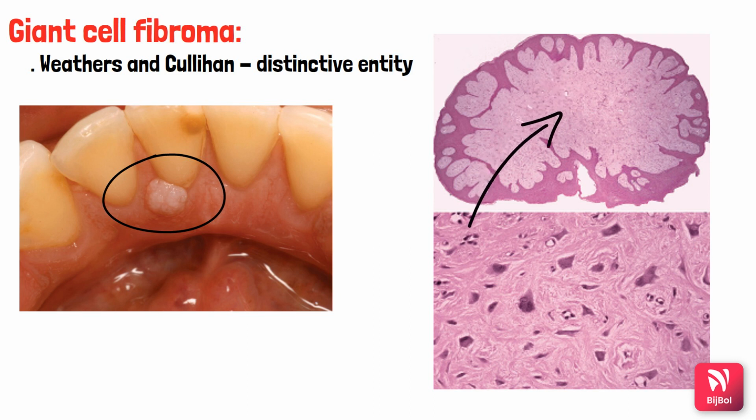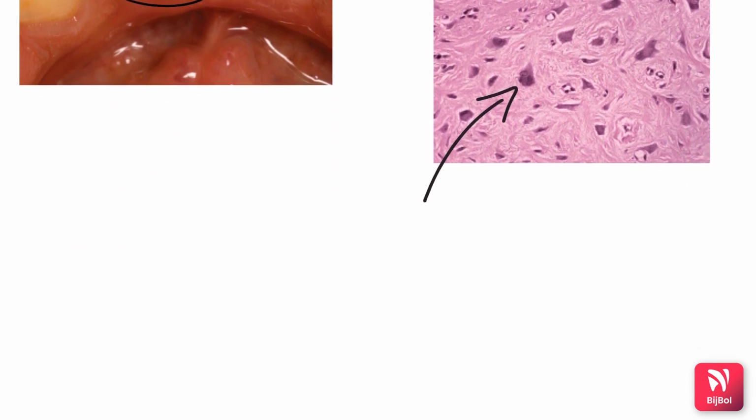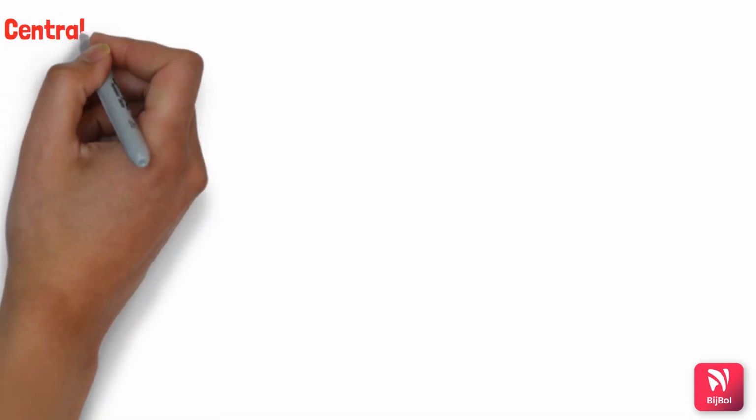Within the connective tissue, you can see big cells. They are nothing but fibroblasts, which are large and plump. They can be either spindle shaped or stellate shaped, and sometimes these fibroblasts can be multinucleated, so they look like a giant cell. That is why it is called giant cell fibroma. So here what you have to remember is spindle shaped or stellate fibroblasts which can be multinucleated. So this is about giant cell fibroma.